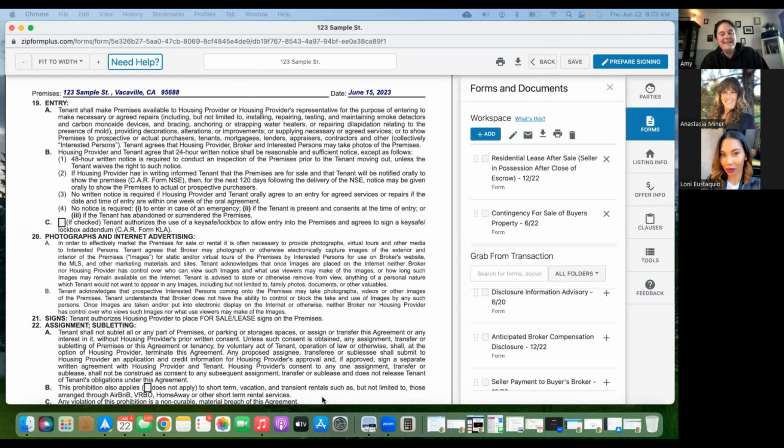Anyways, we are finishing up. Last week we got halfway through. Last week we covered the seller in possession after the close of escrow, the SIP form, which you use for 29 days or less after the close of escrow. If it's 30 days or more, we use the RLAS, or the residential lease after sale. We didn't get all the way through that. We got through section 18, so we're going to cover 19 through the end of that today.